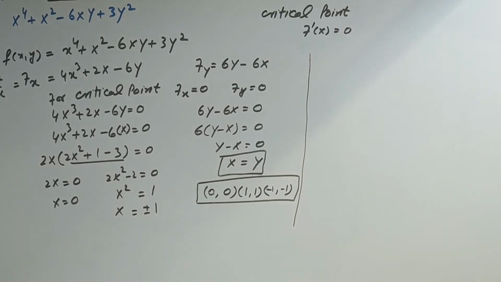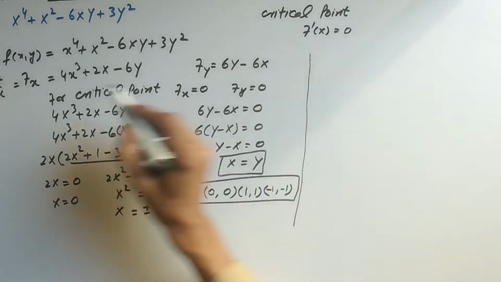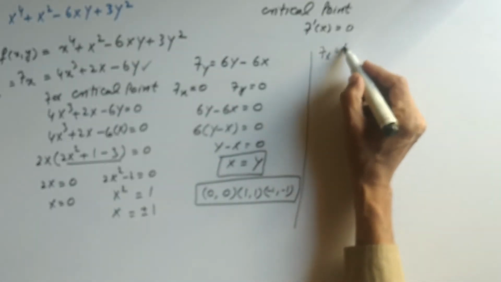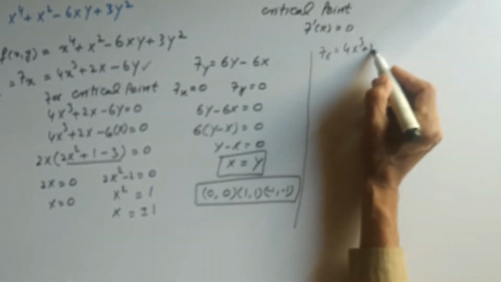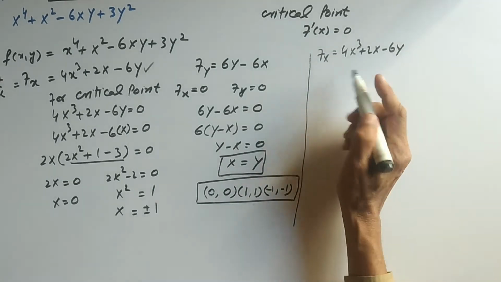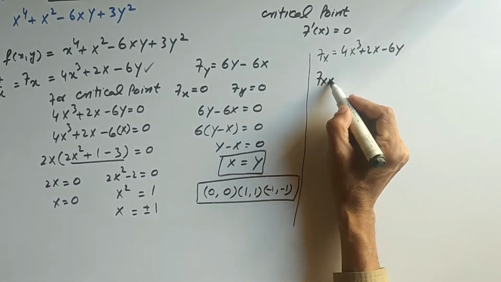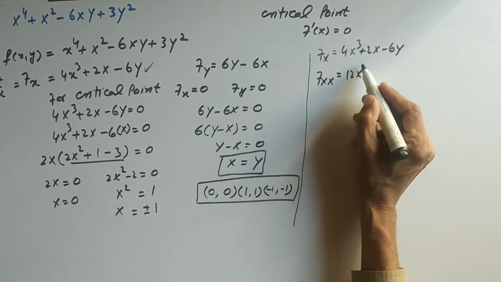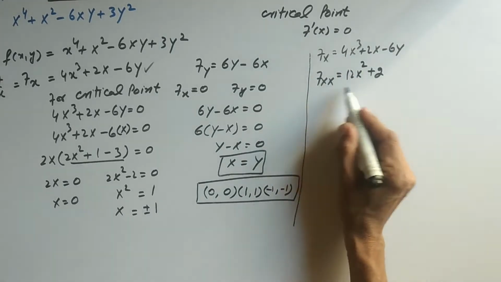Now our first derivative is like that. This is the first derivative, f of x, that is 4x cube plus 2x minus 6y. Now we have to take the second derivative with respect to x. So what will be the derivative of 4x cube? That is 12x square plus 2. This will be the second derivative.